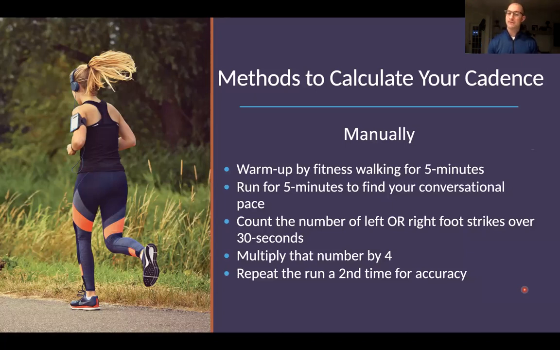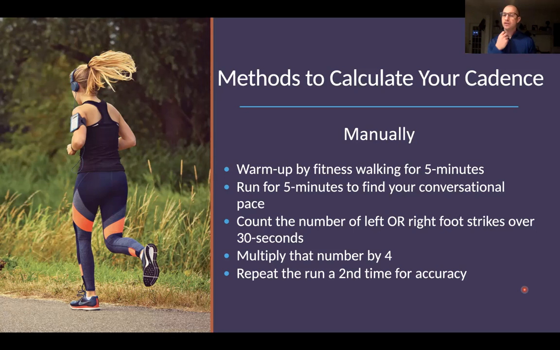Start by warming up, fitness walking, some kind of dynamic warm up, 5 minutes or so. Run for 5 minutes to find your conversational pace, really dial in what you would run that nice, slow, long run at. And then simply you're going to count the number of left or right foot strikes over 30 seconds. Once you have that number, multiply it by 4. So for some of you, we might say here, it's 40 right foot strikes in 30 seconds. 40 times 4, 160 steps per minute, right?